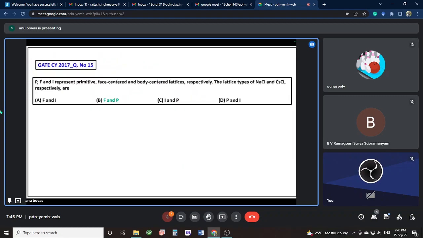So the answer to the question, the lattice types of NaCl and cesium chloride respectively are: NaCl, we have seen that it is face-centered, and cesium chloride, we have seen that it is primitive. So the answer is clear.